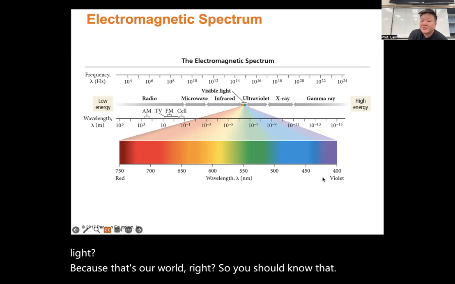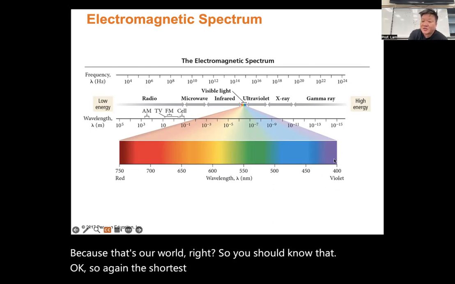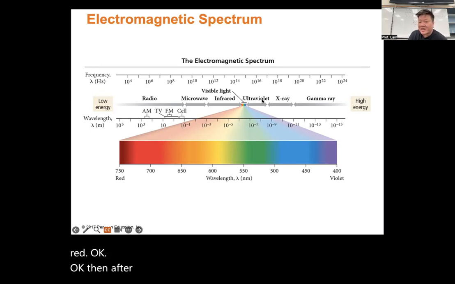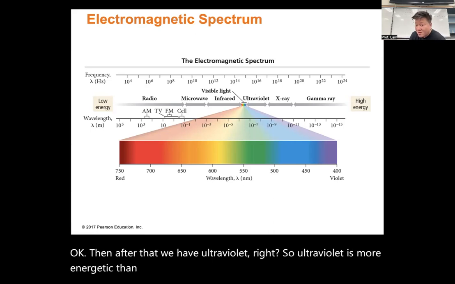Okay, so again, the shortest wavelength and the highest energy light is purple. The lowest energy light and the longest wavelength is red. Okay, then after that, we have ultraviolet, right? So ultraviolet is more energetic than violet. That's why it's called ultraviolet.